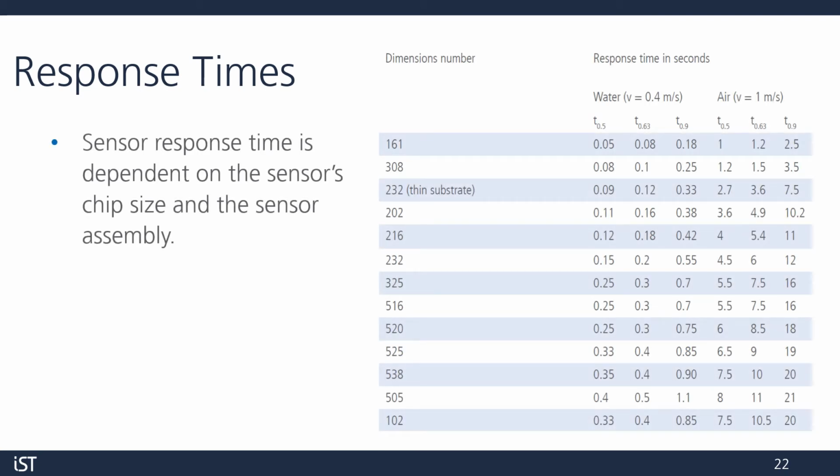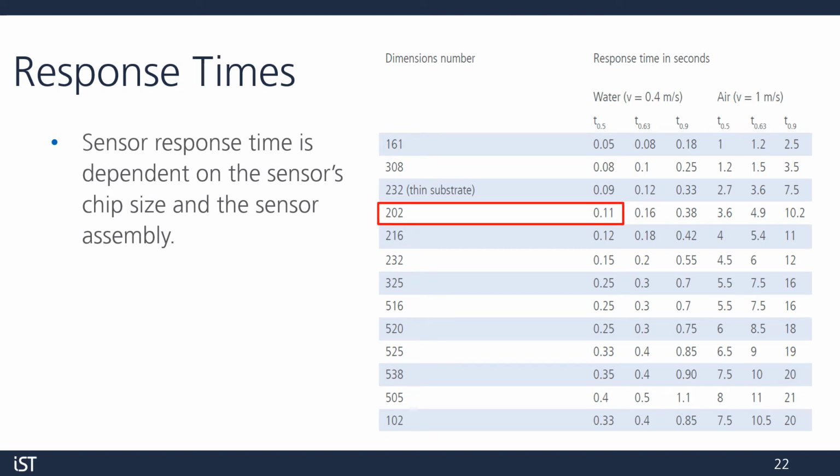Response times are also dependent on chip size. Here we can see the response time in seconds for several IST chip sizes: T0.5, T0.63, and T0.9 are the times it takes for the sensor to reflect 50, 63, and 90% of the temperature change, respectively.